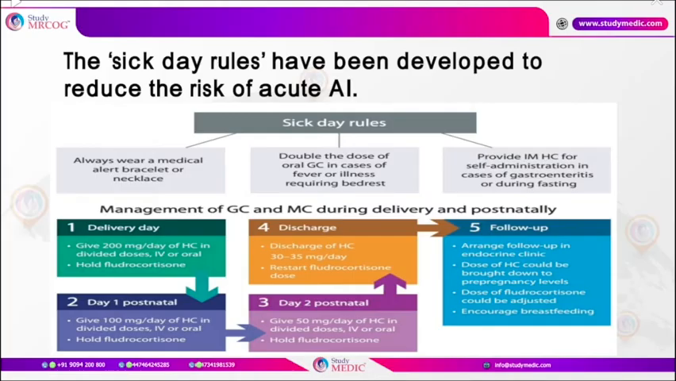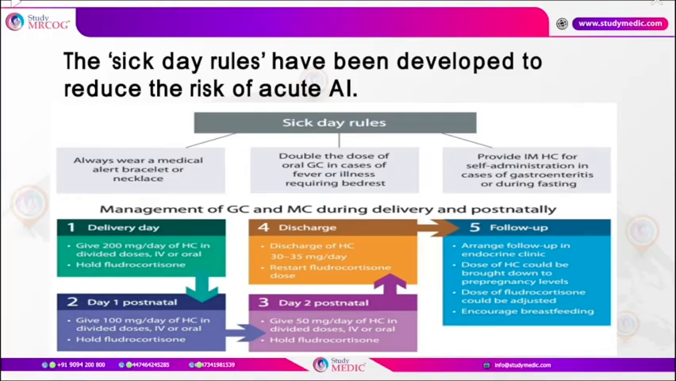The third step, on day 2 of the postnatal period, give 50 milligram per day. So you can see that it starts from 200, 100, 50. So it goes in a tapering fashion. And that's how we need to remember that steroid should not be abruptly stopped. It has to be stopped in a tapering fashion.